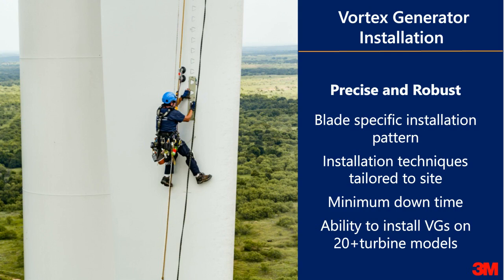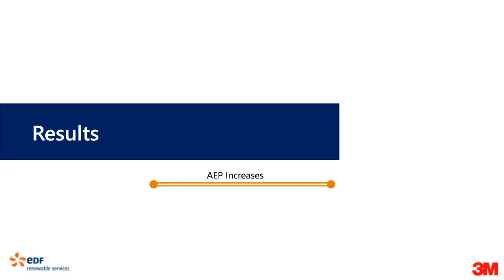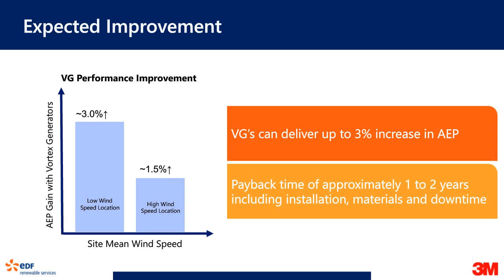So let's talk a little bit about results, the actual AEP increase. Customers can expect to see with the 3M VG a 1.5 to 3% increase in AEP. And when we're looking at wind speed locations, for low wind speed locations, you're looking to see upwards of 3%. And the reason that you see a higher percent for the low wind speed locations is because usually our blades are fully pitched into the wind and we are capturing the maximum amount of power. When we look at high wind speed locations, we're looking at the 1.5% range.